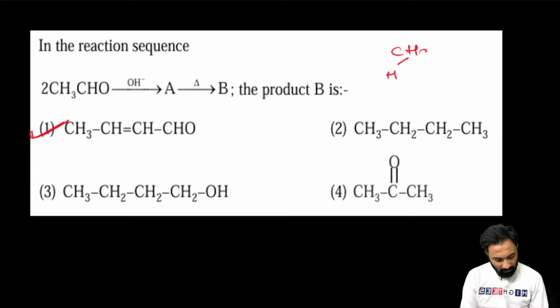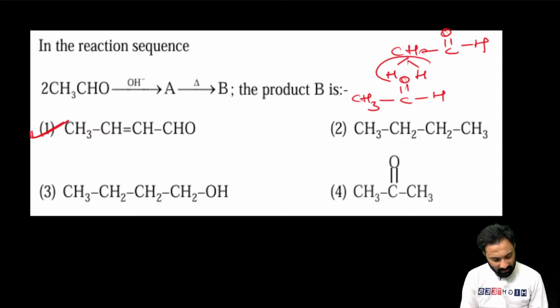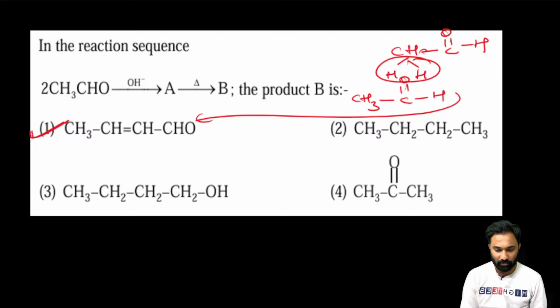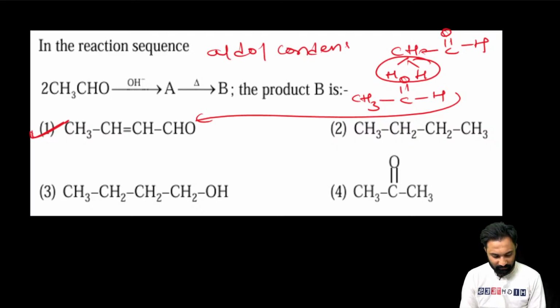Alpha hydrogens from 1 acetaldehyde and 1 O from the other acetaldehyde. Remove the H2O. Then if you remove the H2O, the option you will get is option 1. Now this is aldol condensation, right? Aldol condensation. Clear? Option number 1. Good.